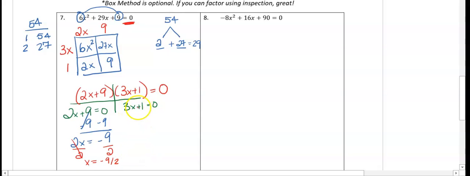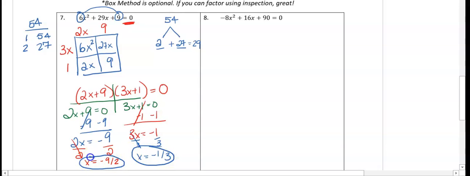All right, I'm going to do the same thing over here, get x by itself, so I'm going to subtract 1 from both sides. That gets me 3x equals -1. And then I'm going to divide both sides by 3, and that's going to give me x equals -1/3. So those are my final solutions, -1/3 and -9/2.